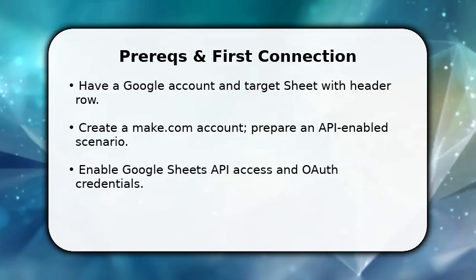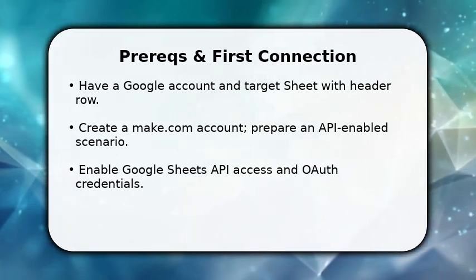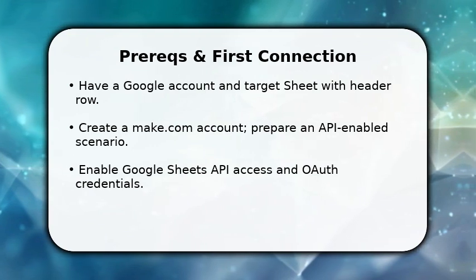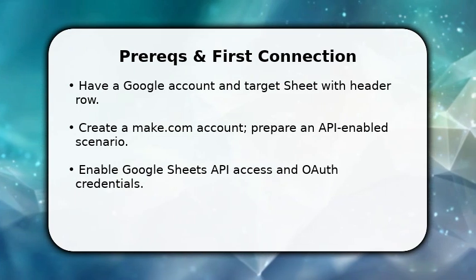You start by preparing both sides, a Google Sheet with a clear header row and a Make.com account. Connect Google to Make.com via OAuth so Make can act on your sheet. This avoids manual token refresh later.